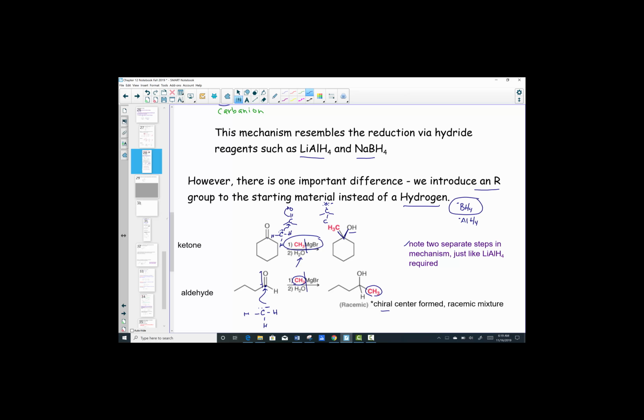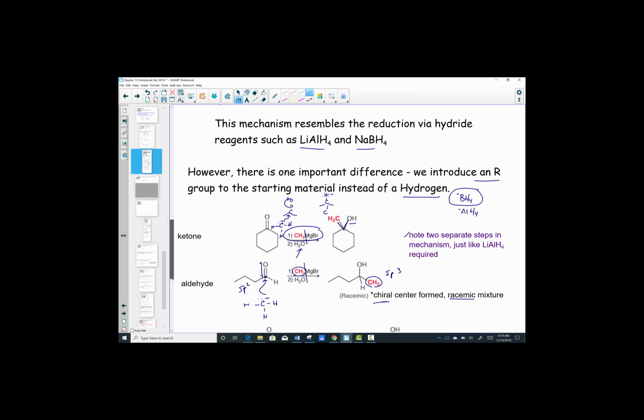And remember, because this is sp2 ending up to be sp3, we created a new chiral center. So remember that we'd have a racemic mixture. Both enantiomers would form.